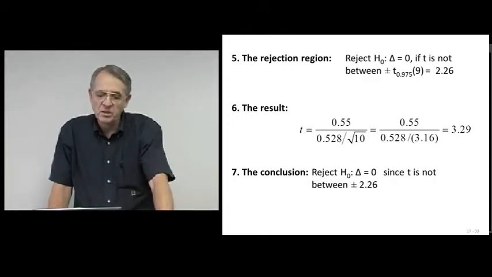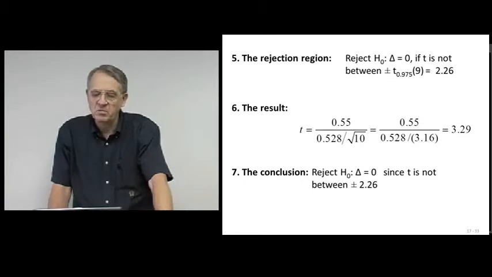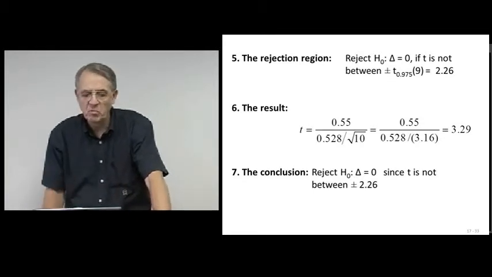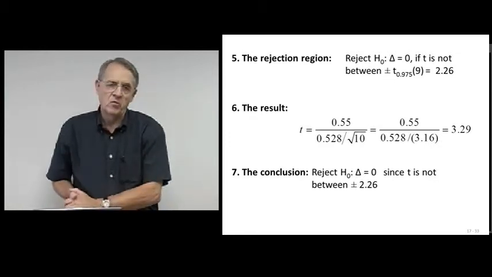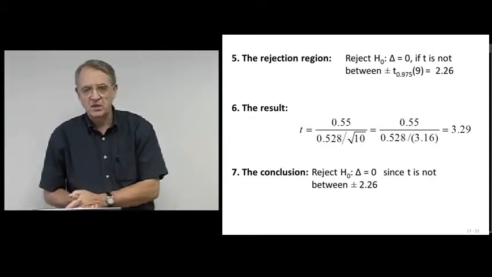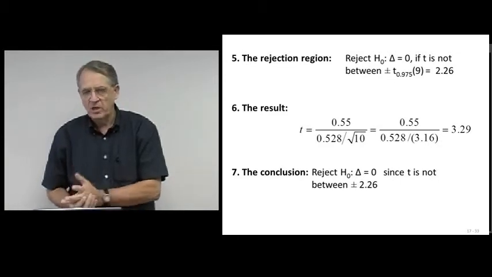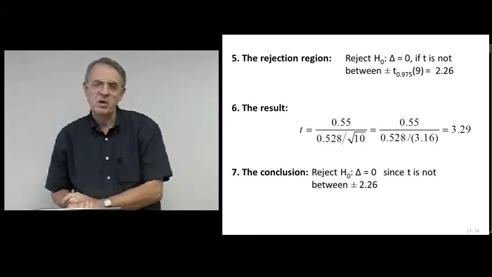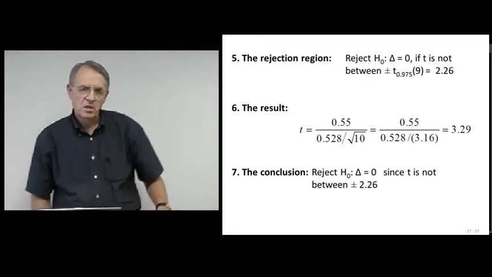We do the calculations, and we get a value for the t statistic that's 3.29, as shown here. That's clearly not between plus and minus 2.26. So we reject the null hypothesis that delta is equal to 0 and would conclude that we have evidence that the meal did impact the serum uric acid values. And in the same way we've done before, we could look up a p-value for this particular outcome.